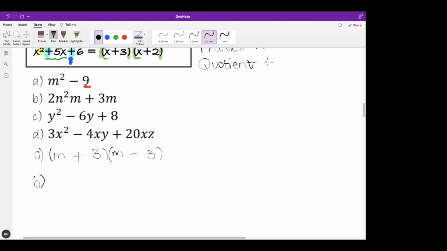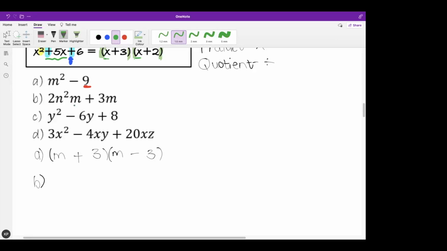Okay, 2n squared m plus 3m. First thing I said, you must check for a common factor. Do we have a common factor here? Otlale says no. Please look carefully, guys. Lenomta also says no. So between the numbers and the variables, you guys are telling me there's no common factor.